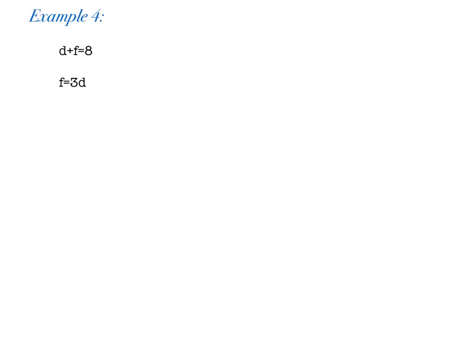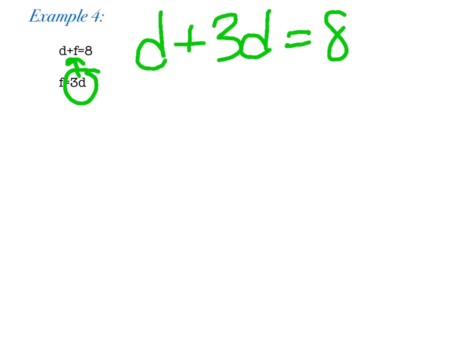Here's our final example. Step 1 is, if needed, isolate one variable. This has been done for me because I have the variable of f all by itself in this equation, f equals 3d. I'm going to use that value of f and I'm going to substitute it into this other equation. So I have d plus f is equal to 8, which becomes d plus 3d equals 8.